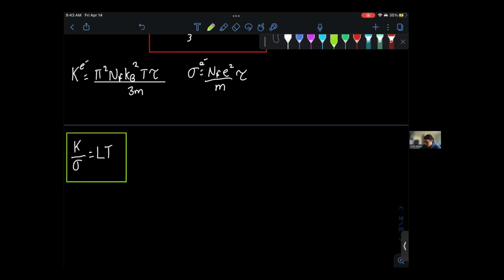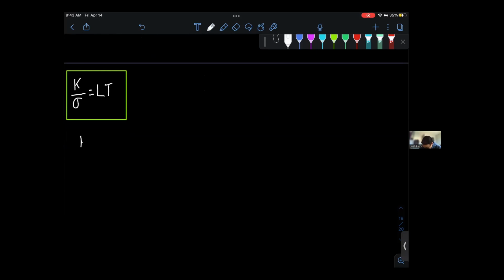The final thing we're going to talk about is the contribution due to phonons. And we know that's equal to 1/3 specific heat capacity of phonons, velocity of phonons times mean free path of phonons. Now that we know our specific heat of phonons is proportional to T cubed, I would say that means our K, our thermal conductivity should also be proportional. But this is wrong.